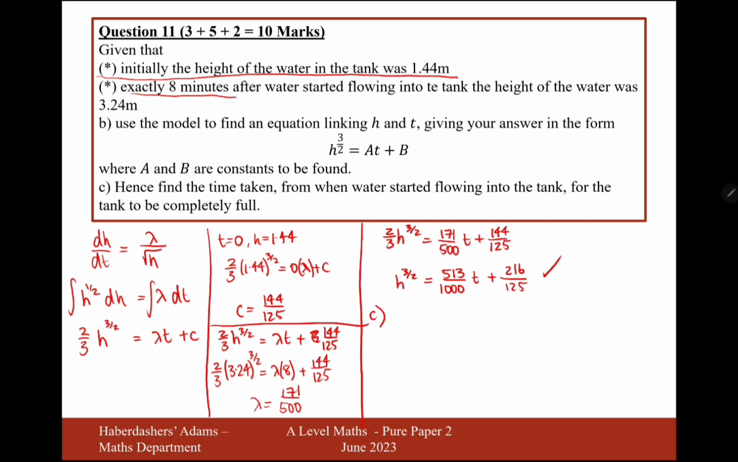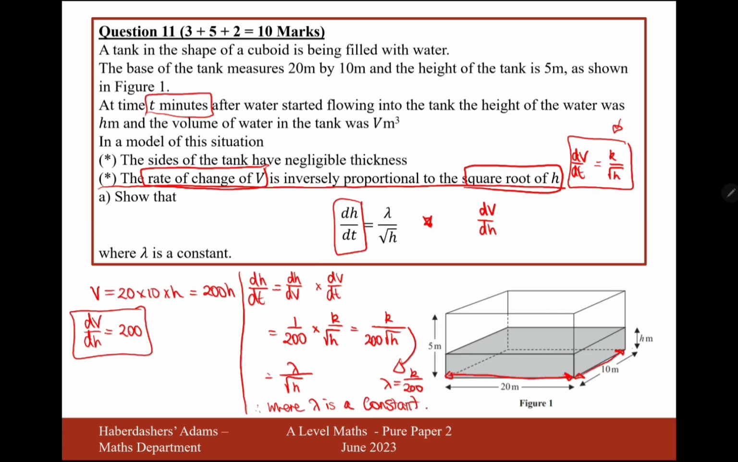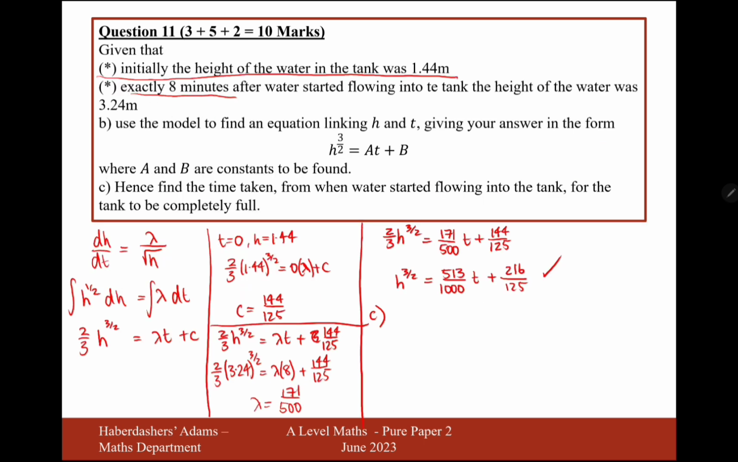Part C, find the time taken from when the water started to flow into the tank for the tank to be completely full. We need to go back to the first page to see that the height of the tank is 5 meters. So let's plug in 5 to the 3 over 2 equals 513 over 1000 t, add 216 over 125. So let's do that on the calculator now.